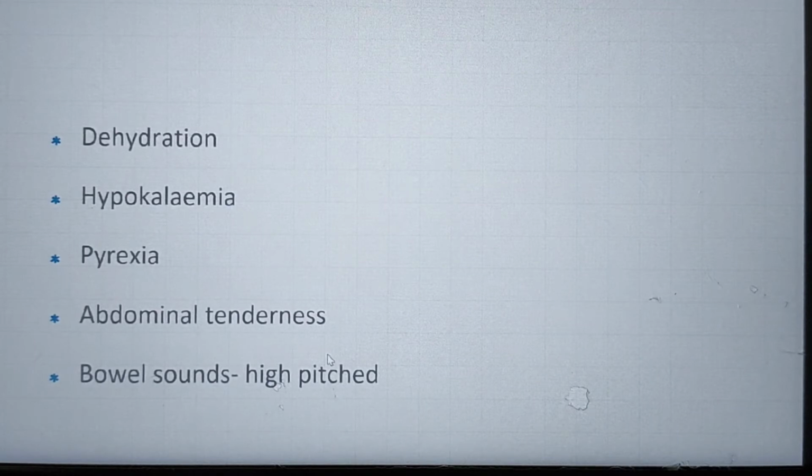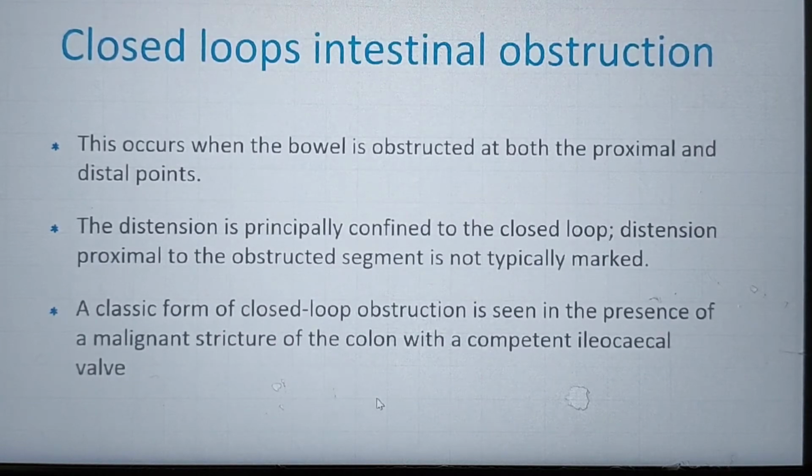Okay, so this is also another subtopic of bowel obstruction, which is closed-loop intestinal obstruction. So when does closed-loop intestinal obstruction occur? It usually occurs when the bowel is obstructed at both the proximal and distal point of the obstruction, as opposed to the normal bowel obstruction in which the distension is usually at the proximal part. In this type of intestinal obstruction, the distension is principally confined to the closed loop and the distension proximal to the obstructed segment is not typically marked. And a classic form of this type of obstruction is seen in the presence of a malignant stricture of the colon with a competent ileocecal valve.